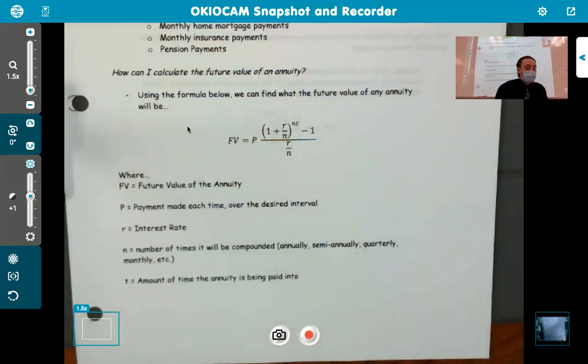N is the number of times it's compounded. So if something's compounded annually, how many times does it happen? Once. Semi-annually, quarterly, monthly, so on and so forth, right? So we're going to need to remember some of those terms and how they apply. And then T is the amount of time the annuity is being paid into. So over the course of how many years, how many months, whatever the situation may be. All right.